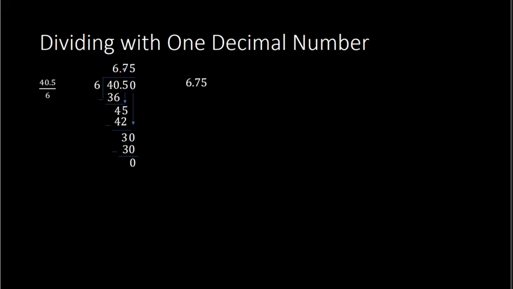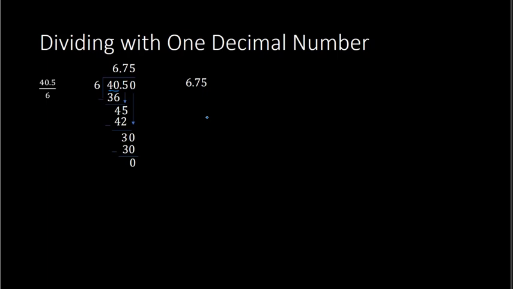Now with the decimal, just be careful that everything is being lined up. So when I began with the 40, I saw how many times 6 goes into 40. My answer was 6. So the 6 goes above the 40. And then after that, we have the decimal. And then the other numbers come after that. So just be careful that your decimal is being lined up in the correct location.